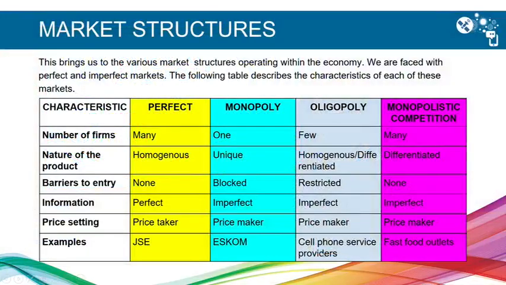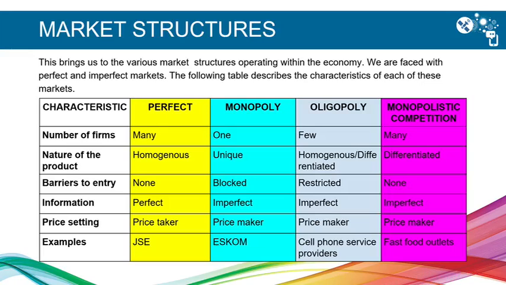And then the examples here are your cell phone service providers. I've also given them as an example, obviously like Cell C, Vodacom, etc. Right. Then our last example of an imperfect market structure is monopolistic competition.